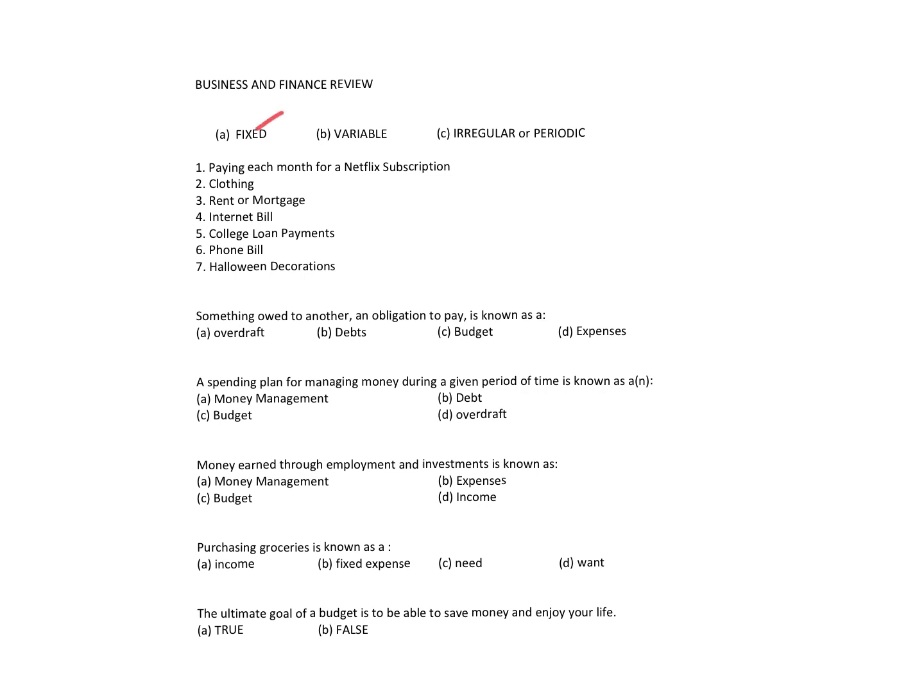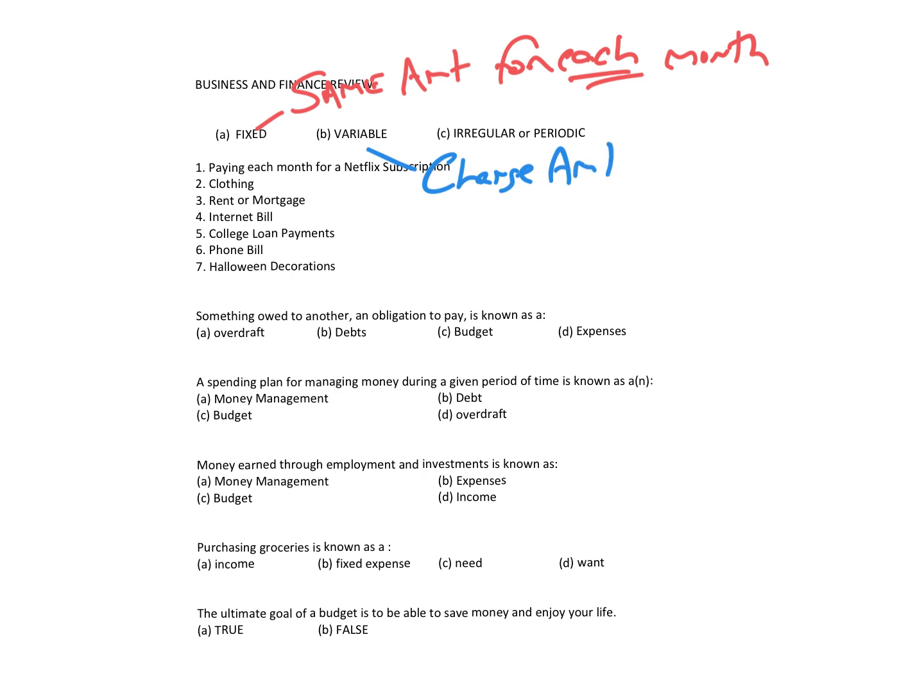We call fixed expenses stay the same amount for each month. These are monthly expenses that stay the same each month. Variable expenses change amounts each month. So again, these are monthly expenses. They occur each month, but they change in payment each month. And irregular or periodic, they don't occur monthly. These may occur every couple months, once or twice a year. So let's go through our 7 examples and classify.